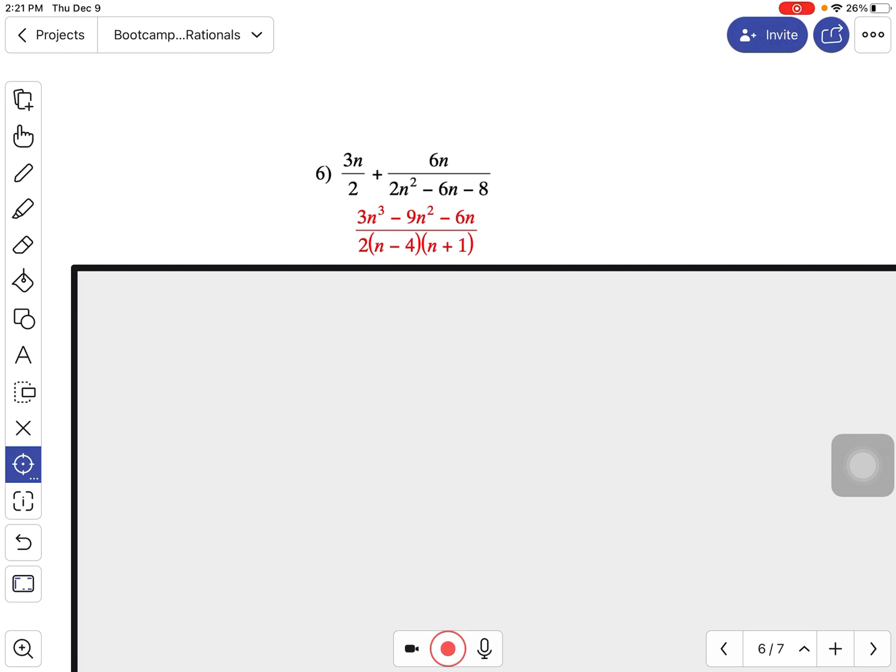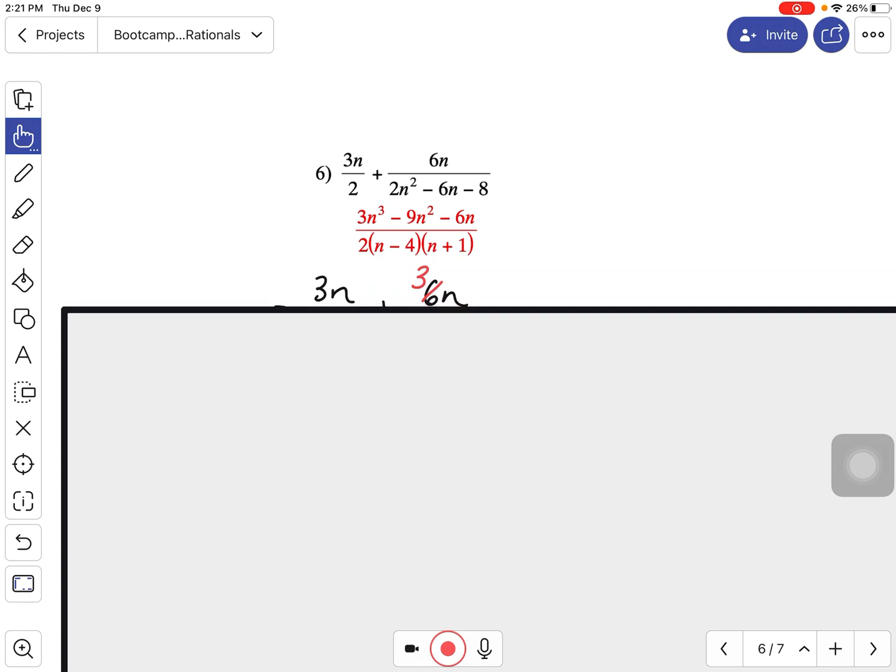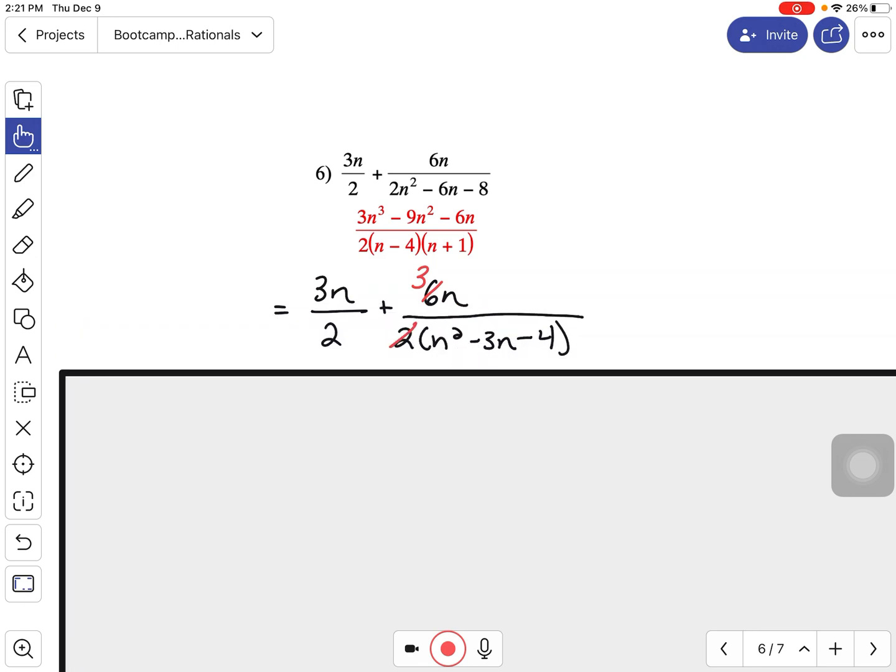So let's get started. I factored that denominator. 2n squared minus 6n minus 8 has a greatest common factor of 2. 2 goes into 2, 6, and 8. So I went ahead and pulled that 2 out. The quantity left behind is then n squared minus 3n minus 4.